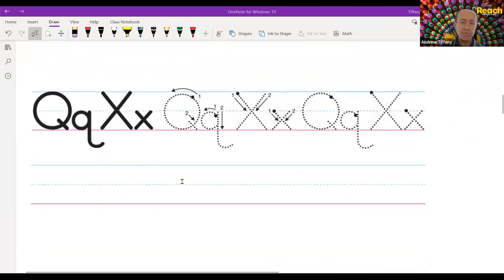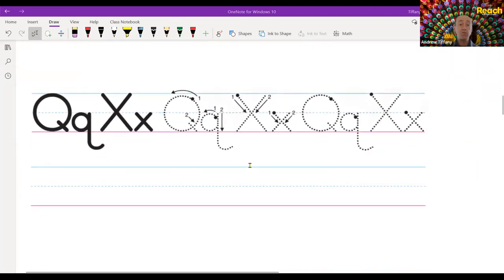Oh, now let's see. So we've got some space to write. We'll do that in a minute. So Q, we have big Q and little Q, big X and little X. Today we don't have much time. Do you want to write the big letters or the little letters today? First person in the chat box, big letters or little letters? Big letters, says Will. Okay, so we're going to do this one, and this one. Not too different for X anyway.